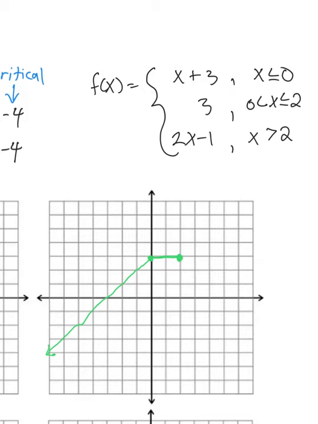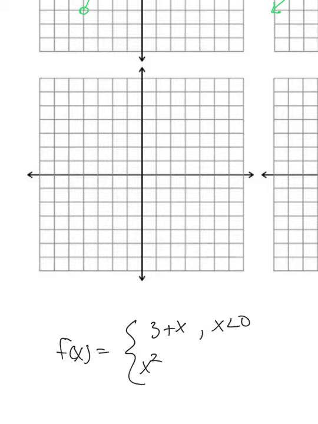Finally, when x is greater than 2, it's 2x minus 1. If I plug in 2, that is 4 minus 1, that gives us 3 at 2. Once again, that is our value. Our line has a slope of 2, so it's up 2 over 1. So the last part is just going to be a steep slope like so. Finally, last example here.